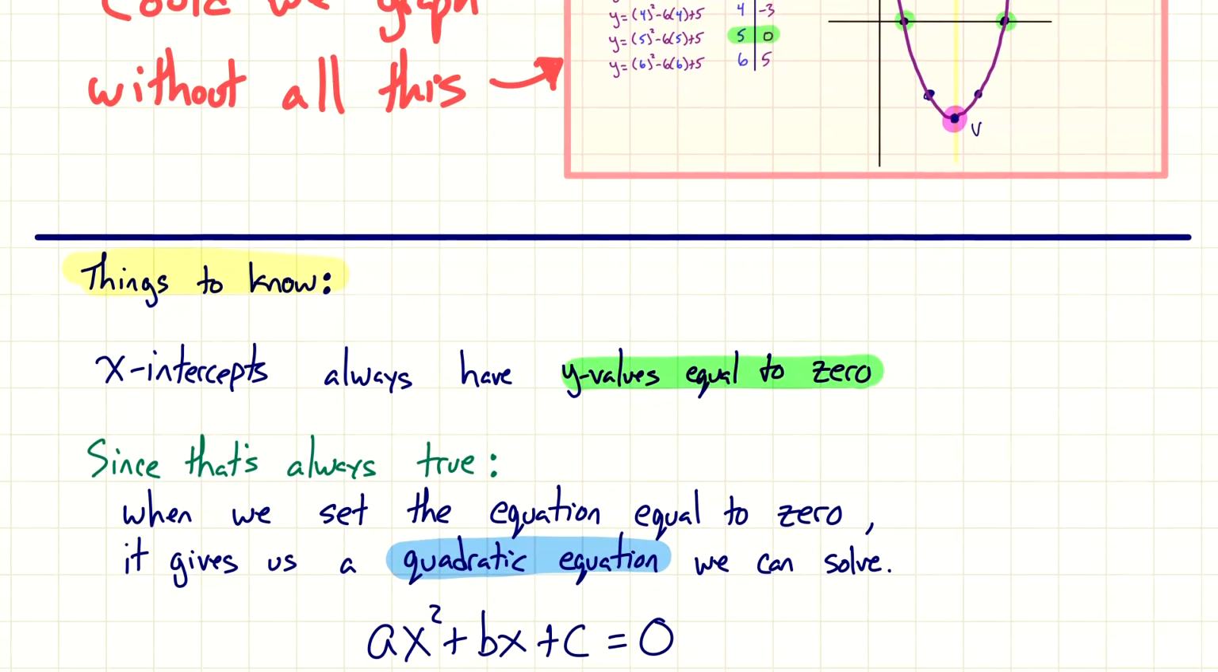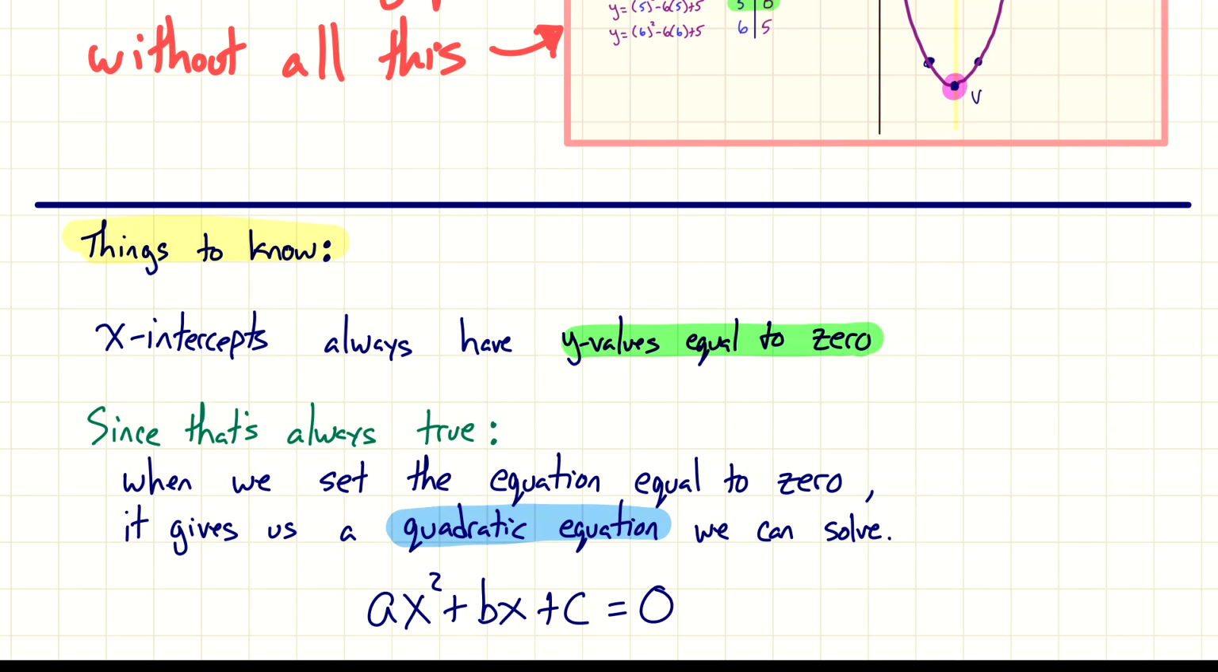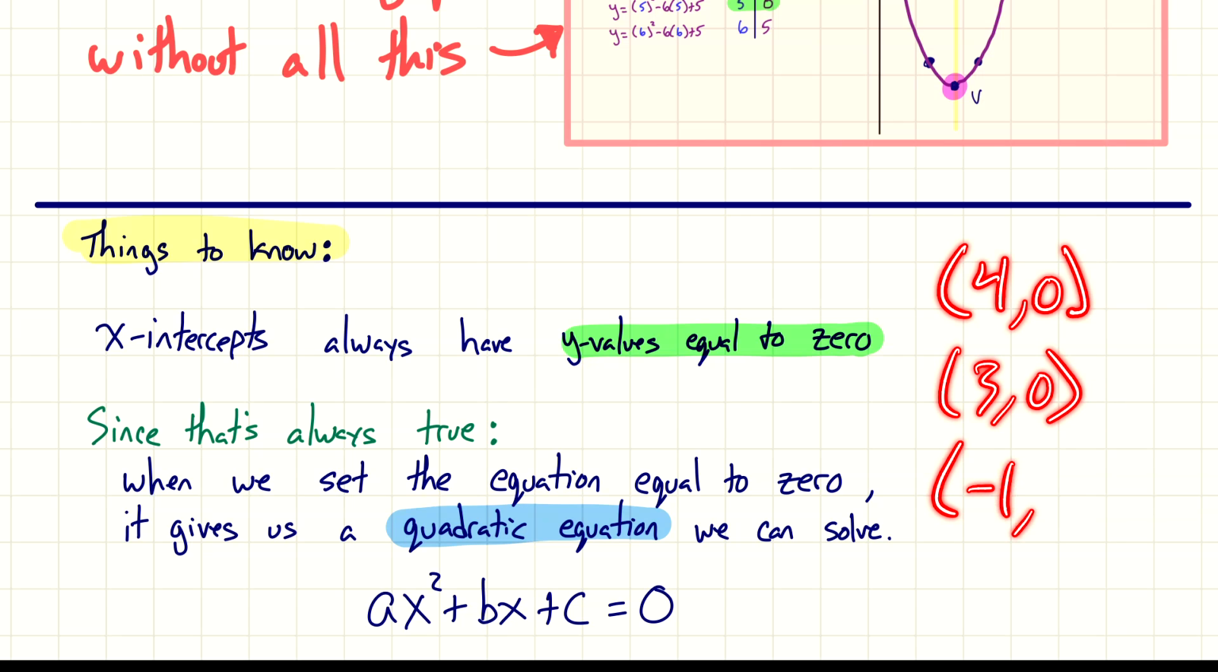So some things that we need to know specifically for this lesson: we need to know that x-intercepts always have y values equal to 0. So if you see an x-intercept, most likely it's going to look like (4, 0), (3, 0), or (-1, 0). These are all x-intercepts, and I know they're all x-intercepts because these y values are all 0. So if I ever ask you to write the x-intercepts, right away you know there's going to be 0 for the y value. And we're going to try to use that to help us.